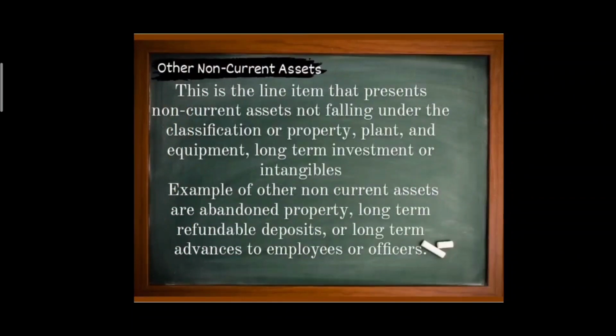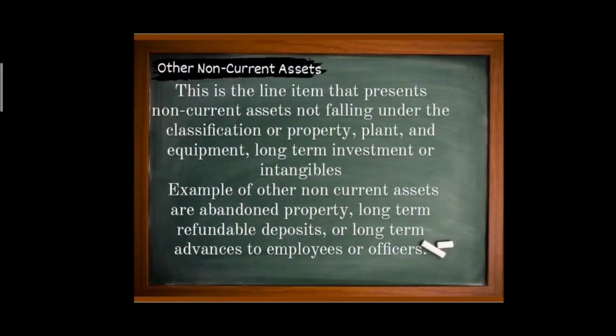Other non-current asset. This is the line item that represents the non-current asset not falling under the classification of property, plant, and equipment, and long-term investment or intangibles. Example of other non-current asset are abandoned property, long-term refundable deposit, or long-term advances to the employees or officer.